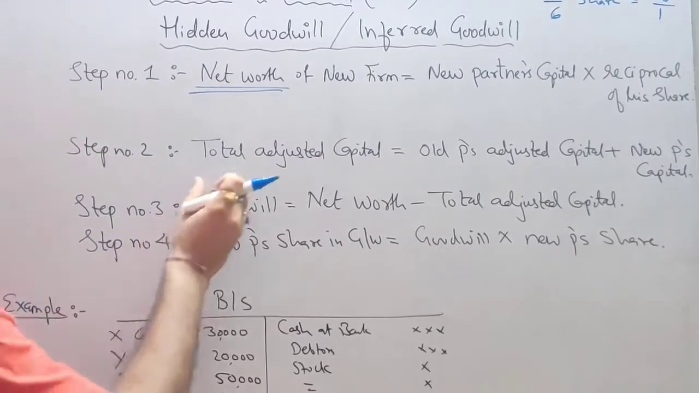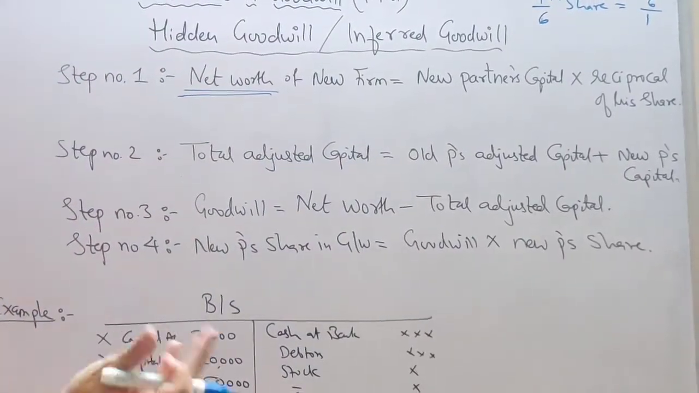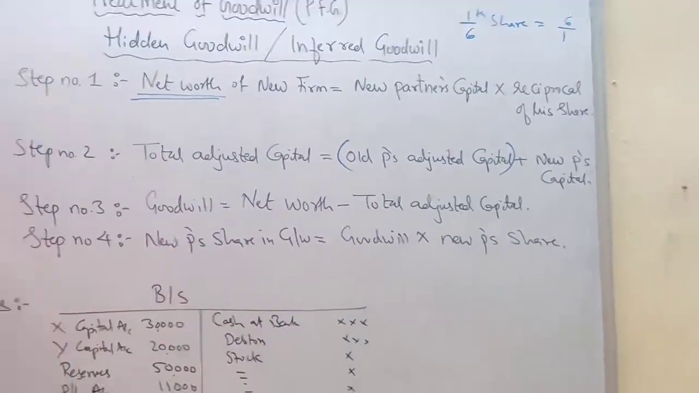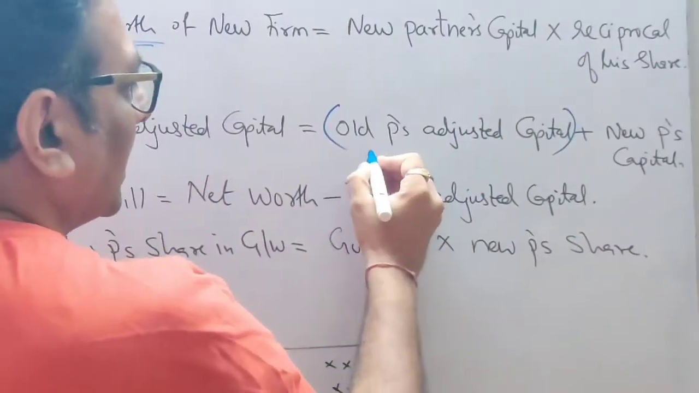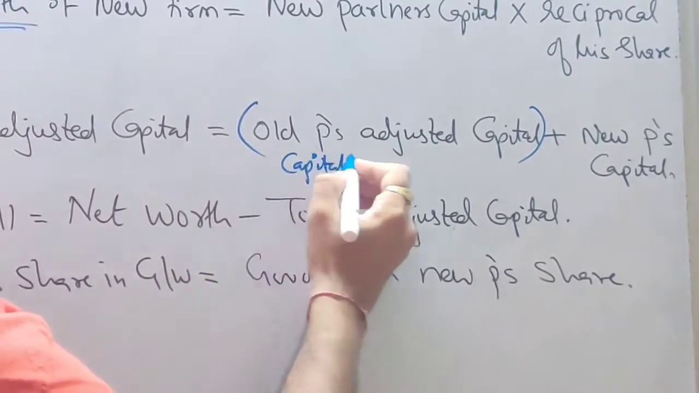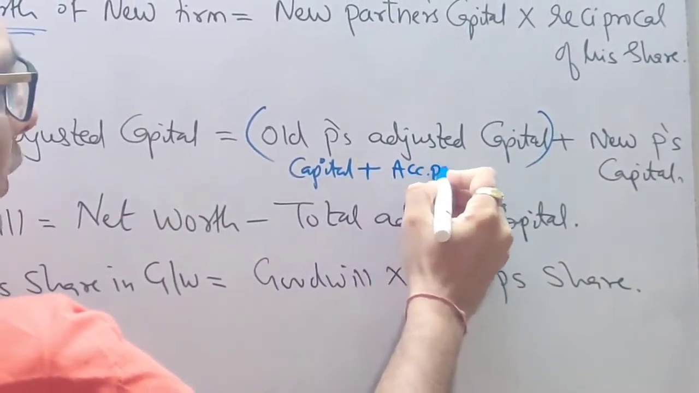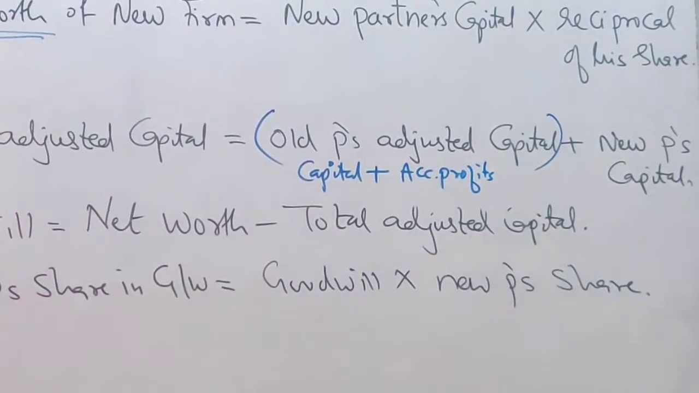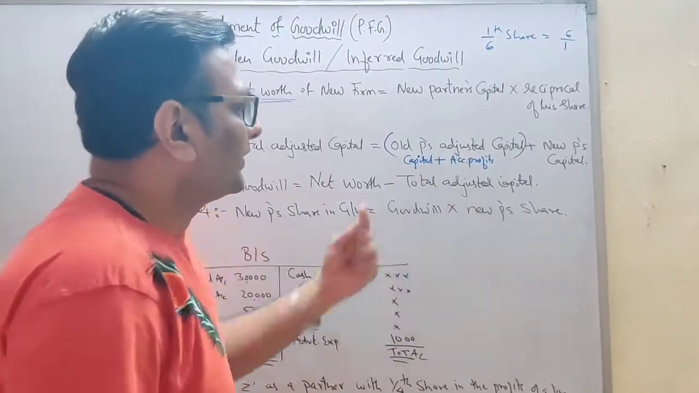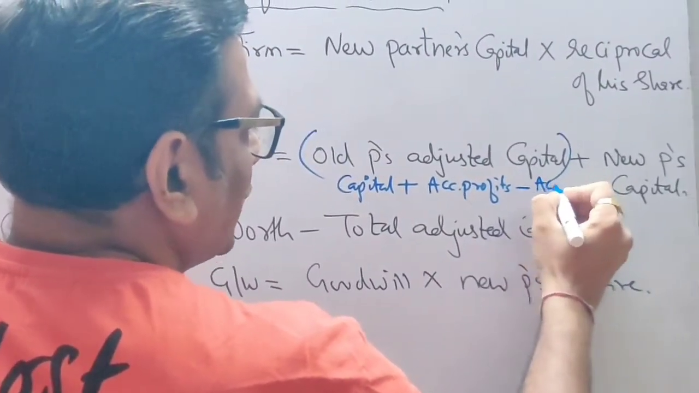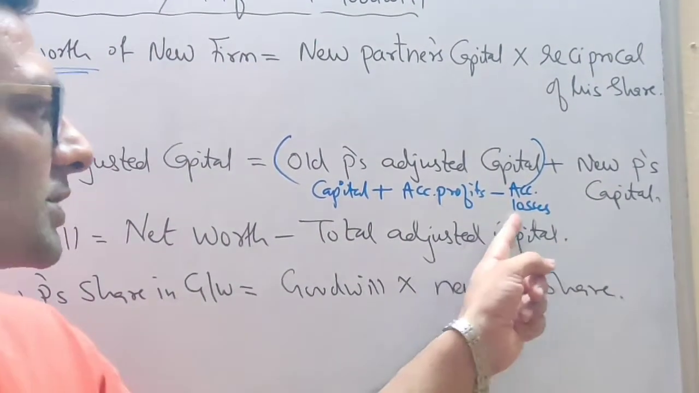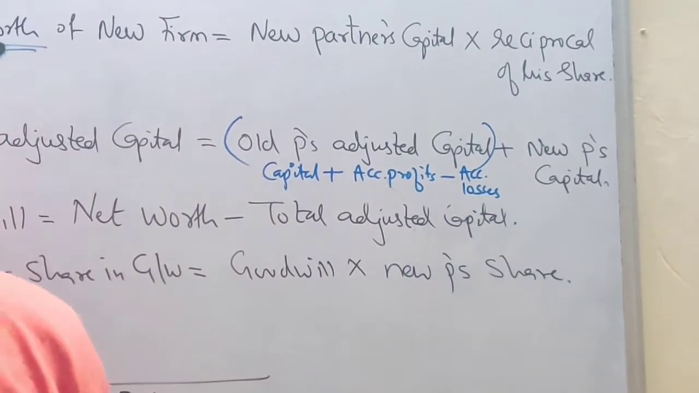Now what is step 2, students? Total adjusted capital. How to get it? You will take the old partners' adjusted capital. Now how to get adjusted capital, students? In this adjusted capital, you will take the old partners' capital amount plus accumulated profits. I mean to say the past years' profit which is accumulated in the firm. That profit you have to add, minus accumulated losses if there are any in the firm. Those accumulated losses you have to subtract.